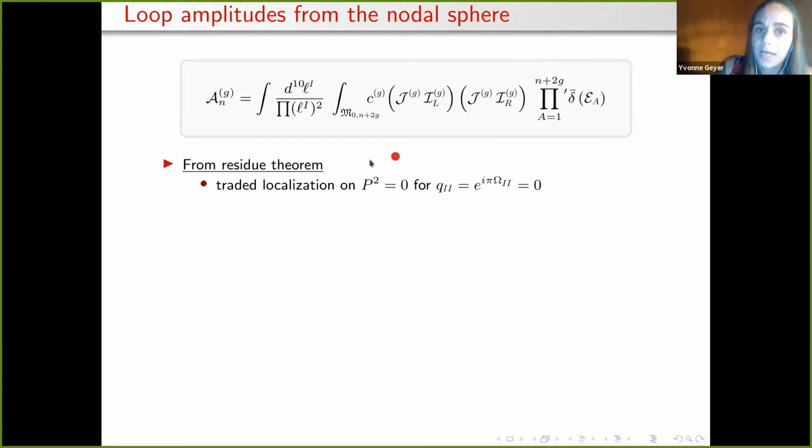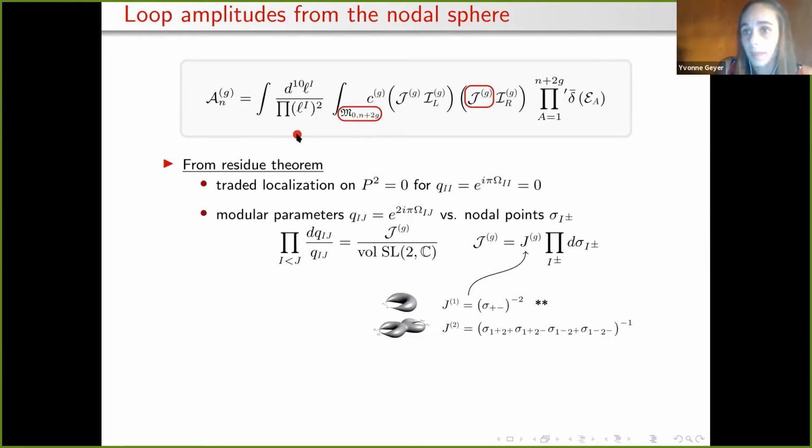Remember, first we traded the localization on p squared equals 0 for this localization on some of the modular parameters, the diagonal ones in the period matrix, q_ii equals 0. So first of all, that puts us on the moduli space of M_{0,n} and now g nodes, meaning 2g new marked points. And we pick out the overall factor of 1 over L_i squared that sits out front here. Now, I'm giving you here the details, but we actually won't need the details. What I want you to focus on is the structure. We find that there's an additional contribution to this, I_L and I_R. These are just what you would come out with directly at q equals 0.